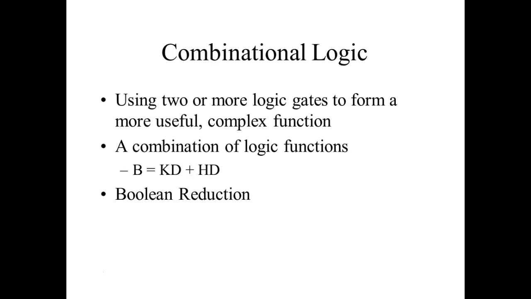Combinational logic, we already know that. So I've got this circuit. First of all, being able to draw a circuit that represents the equation. So we'd say B, which is the output. It actually should be X, guys. So X should be equal to what? K and D or H and D.